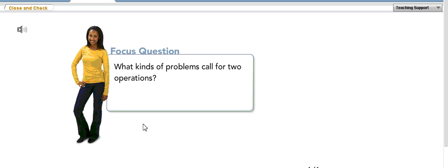Okay, so our focus question. What kind of problems call for two operations? So think about that. What kind of problems do we have that we need to call for two operations? Well, what are two operations? That's right. Adding and subtracting would be like one, adding, and then subtraction is the inverse of adding. Multiplication and division is the inverse, so the undoing of multiplication. Let's check out that companion page that they have for us to look at.